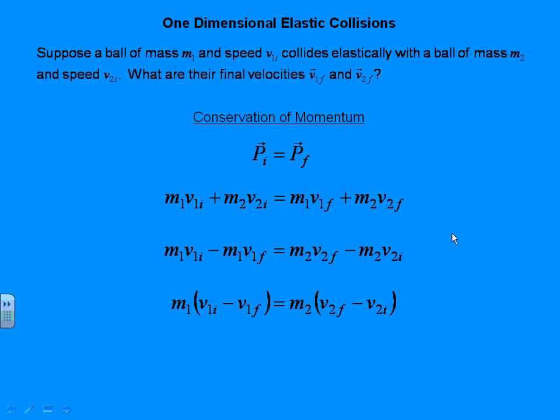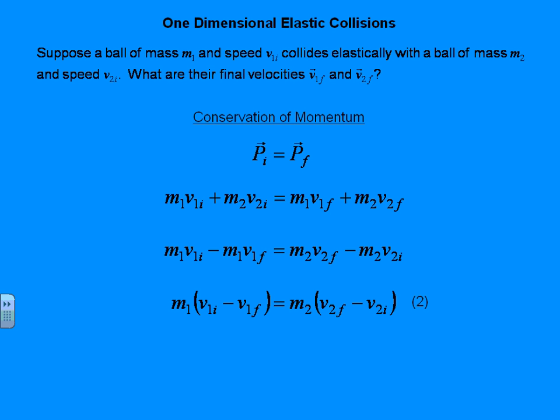And then I'm going to factor out an m1 on the left-hand side and factor out an m2 on the right-hand side. And again, I have an equation, a little simpler than the last one, but still a little difficult, that has two unknowns. We do not know what v1f is or v2f. So call this equation number 2.